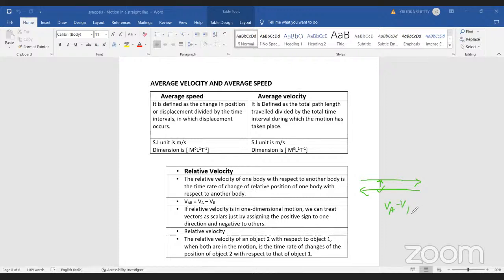It is given by VA minus VB. If both are in the same direction, it becomes VA plus VB. If they are in opposite directions, we can take it as VA minus VB. If the motion is one dimensional, we can treat vectors as scalars just by assigning the positive sign to one direction and the negative sign to the other. As I just said, if VA is in the same direction it is plus, if in the opposite direction it is minus.